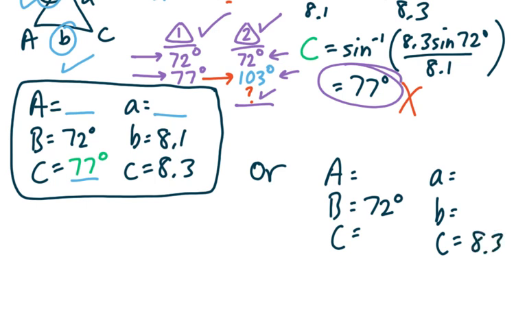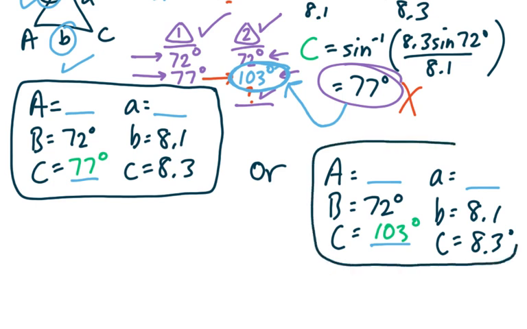8.3 and 8.1. Now, for C, for angle C, it's the other version of this. So over here, when you do 180 minus, do you remember that? That is your new angle C over here. All right, so this other angle C over here is going to be 103 degrees.